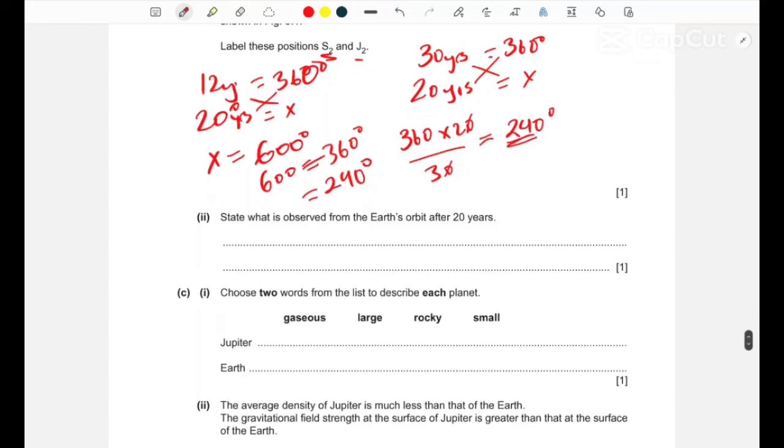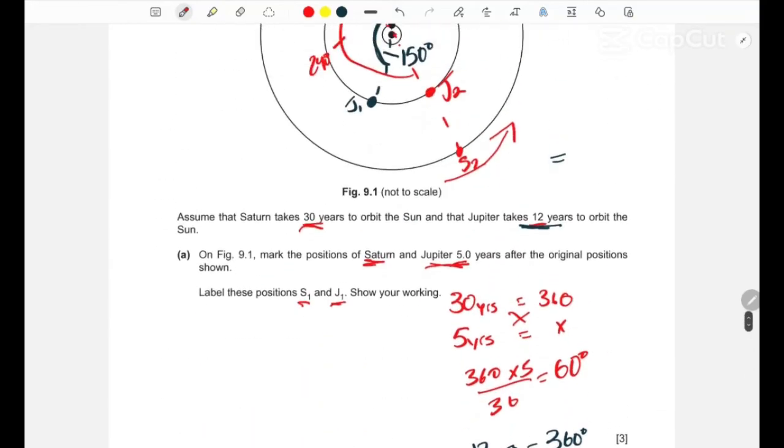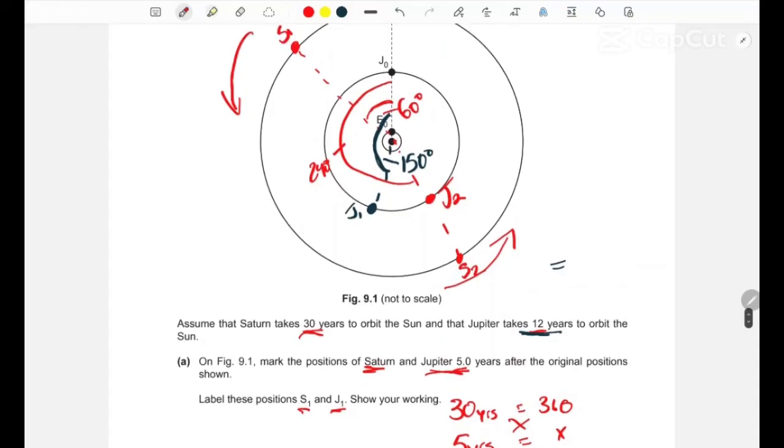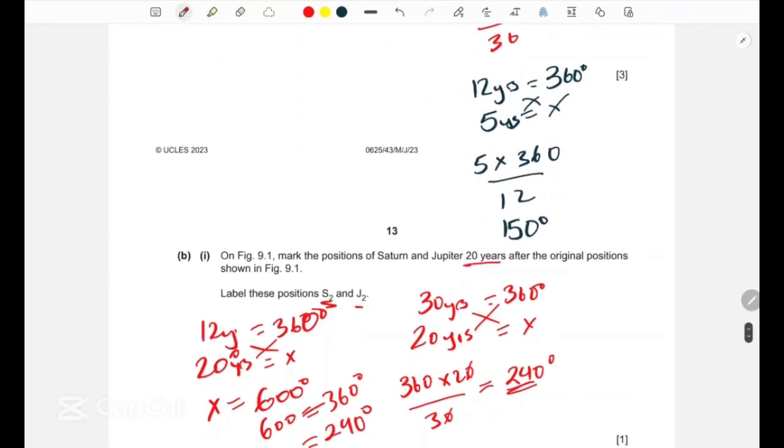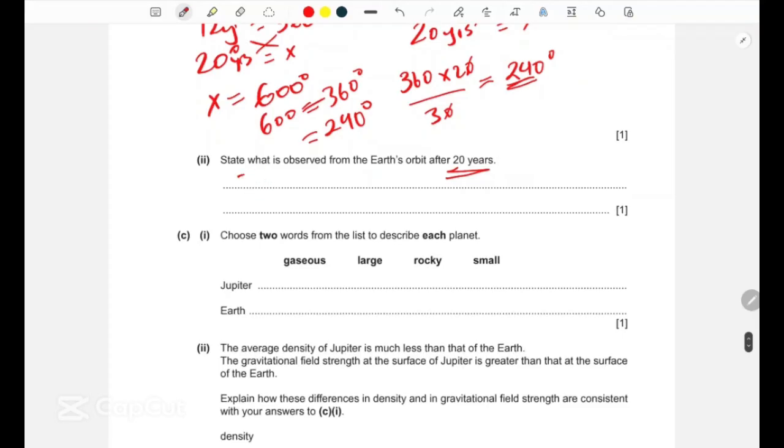State what is observed from the Earth's orbit after 20 years. When we go back to the diagram, we can see that after 20 years, J2 and S2 are going to be aligned. So we can just write that: Saturn and Jupiter are aligned.